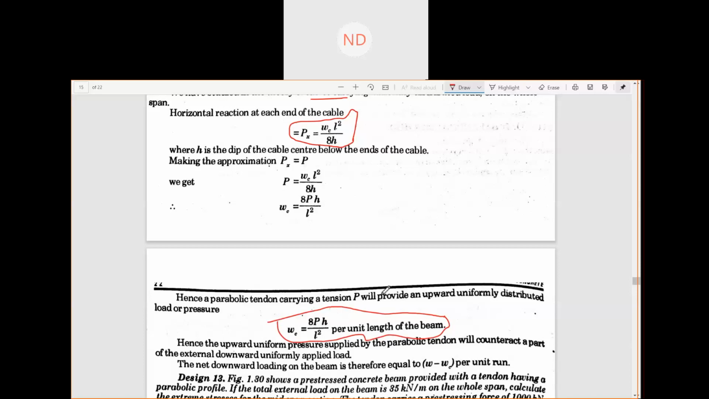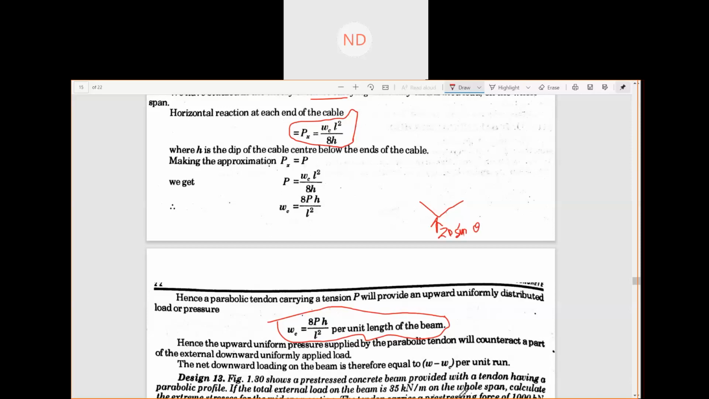In this way, earlier in the triangular bend tendons, you got your upward thrust, which you would calculate by 2P sine theta. So now in a parabolic profile, you will have an upward thrust of 8PH by L square.